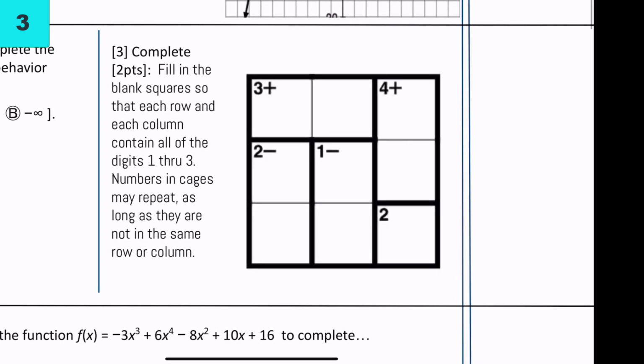Alright, let's go through this. Fill in the blank circles so that each row, going left to right, and each column, going up and down, contain the numbers 1 to 3. A cage, this is a cage. Notice how it's a solid dark. Those two numbers will add up to 4, and we cannot have any repeat numbers.